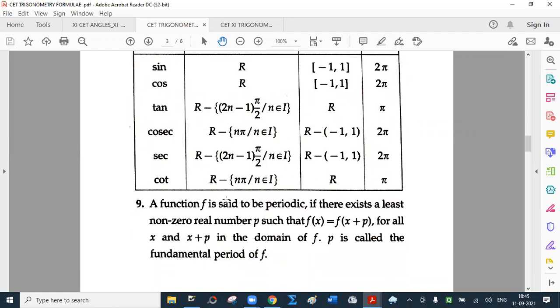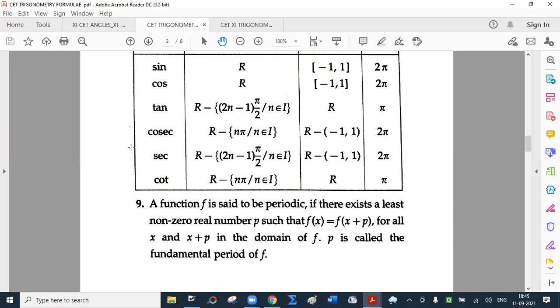See the definition. A function f is said to be periodic if there exists a least non-zero real number p such that f of x equals f of x plus p for all x and x plus p in the domain of f. Then it is periodic. p is called the fundamental period of f.